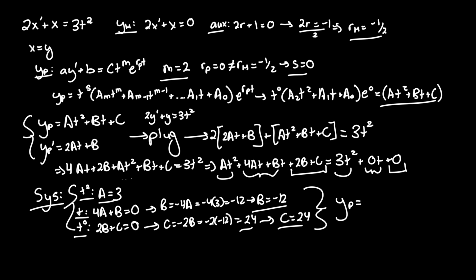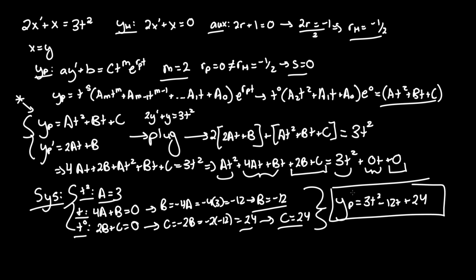And now all we have to do is plug in a, b, and c back into this equation right here. So at squared becomes 3t squared, since a equals 3, plus bt, b is minus 12, so minus 12 times t, plus c, plus 24. And that's our answer. We don't have to include our homogeneous solution since it never asked for it, but it is necessary to evaluate since the roots can sometimes repeat themselves, which would just bring everything up by power t.